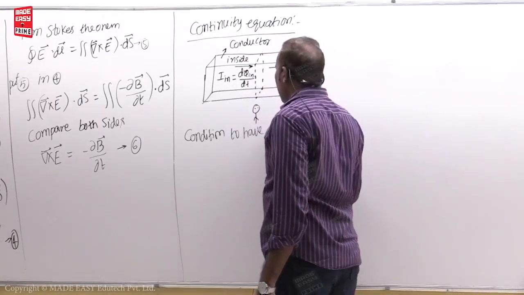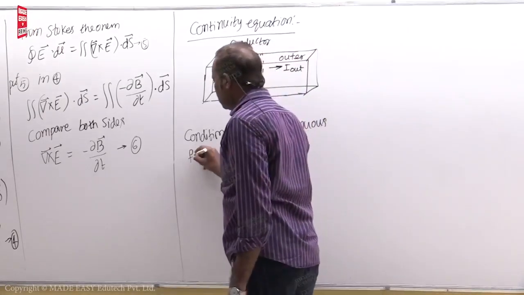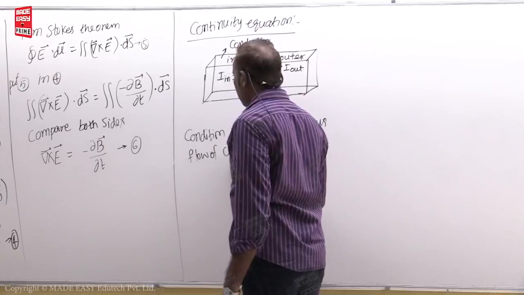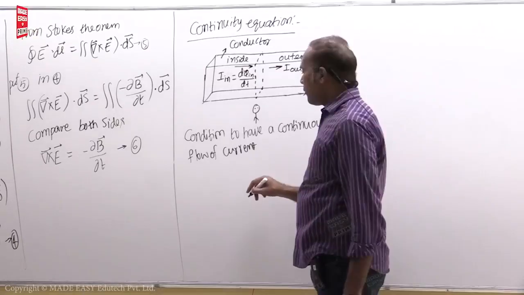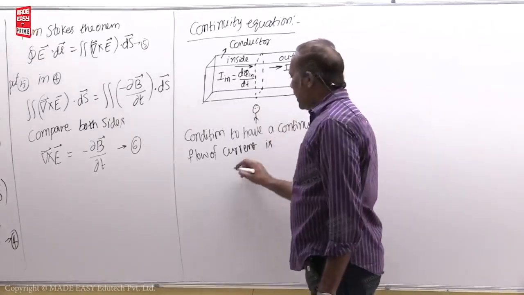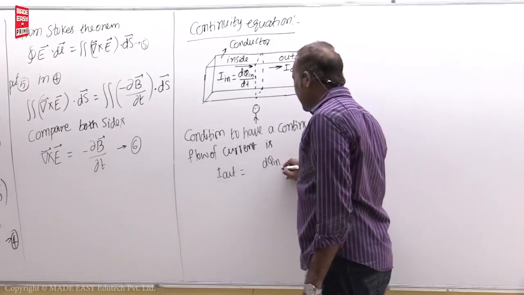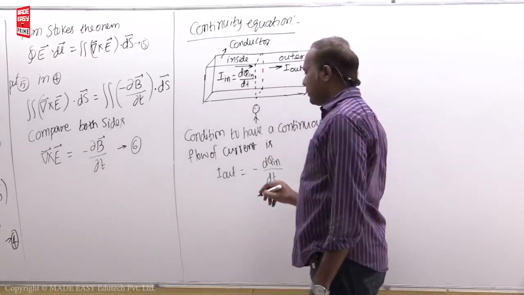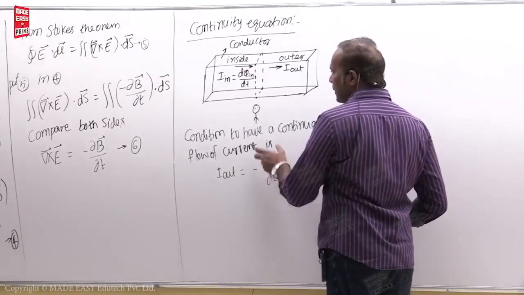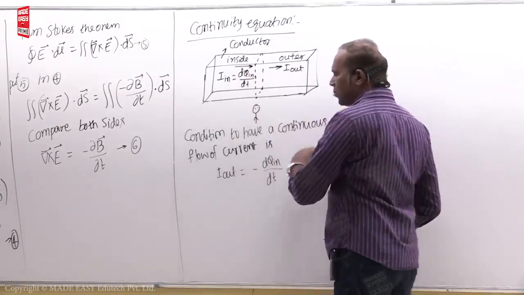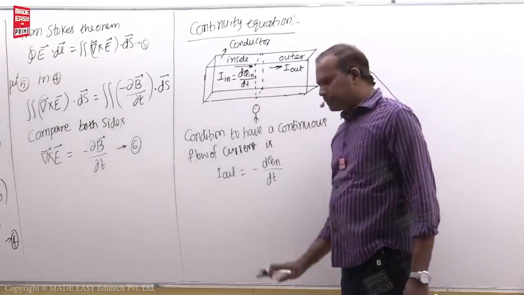Condition to have a continuous flow of current: I out is equal to minus dq in by dt. Minus means decrease; whatever current decreases here, that much comes out. So this is the condition to have a continuous flow of current at this location.